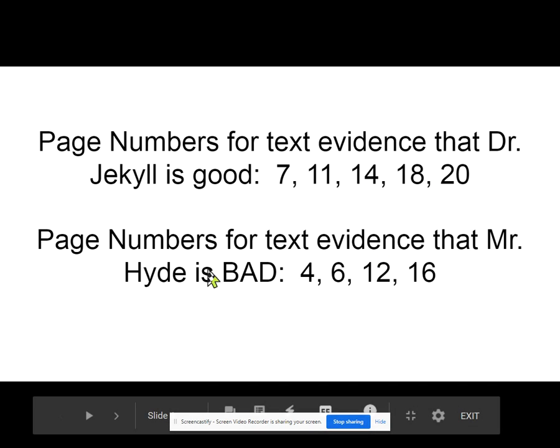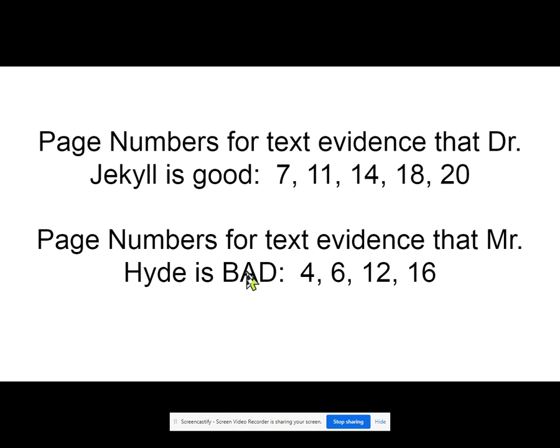And then the page numbers for evidence that Mr. Hyde is bad. These are moments in the text where it is talking about Mr. Hyde or a scene where he appears. Okay, so take a minute to jot those down and use those page numbers to help you find the evidence. And remember, you only need two examples for Mr. Hyde and two examples for Dr. Jekyll. You need to make sure you get this done today because next week we're going to be working on writing that essay, comparing and contrasting the two characters.